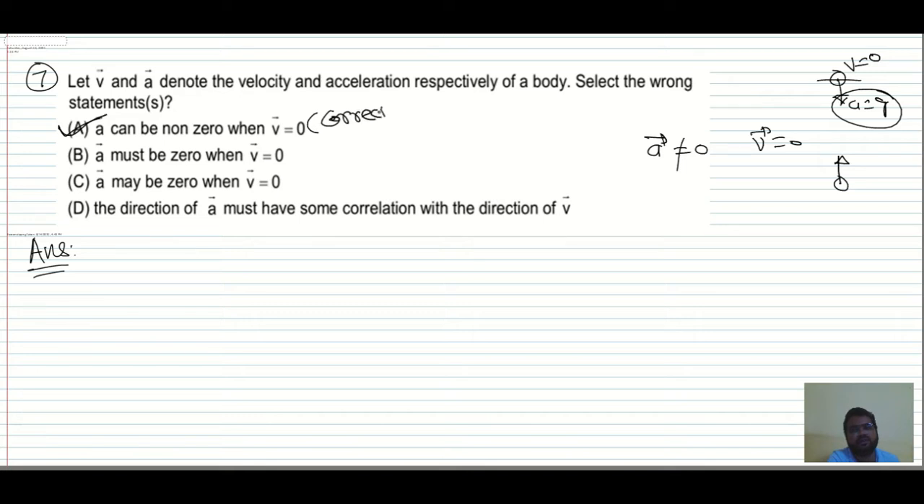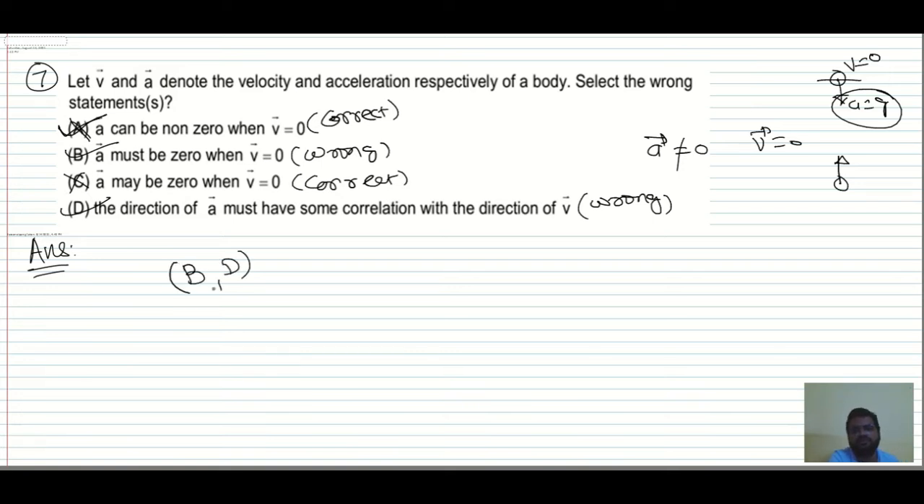They are asking for the wrong statement. A bar must be 0 when V bar is equal to 0. This is wrong. A bar may be 0 when V bar is equal to 0. Correct. The direction of A bar must have some correlation with the direction of V bar. This is wrong; it might be possible, might not be possible. So B and D are wrong, and A and C are correct. But we want the wrong ones only, so B comma D are the correct options over here.